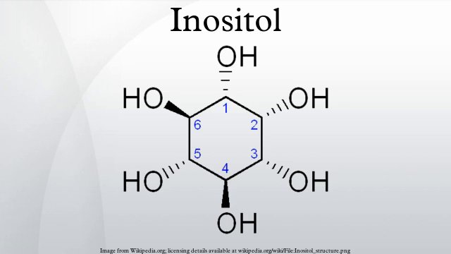Inositol, or cyclohexane-1,2,3,4,5,6-hexol, is a chemical compound with formula C6H12O6, a sixfold alcohol of cyclohexane. It exists in 9 possible stereoisomers, of which the most prominent form, widely occurring in nature, is cis-1,2,3,5-trans-4,6-cyclohexanehexol, or myo-inositol. Inositol is a carbohydrate, though not a classical sugar.